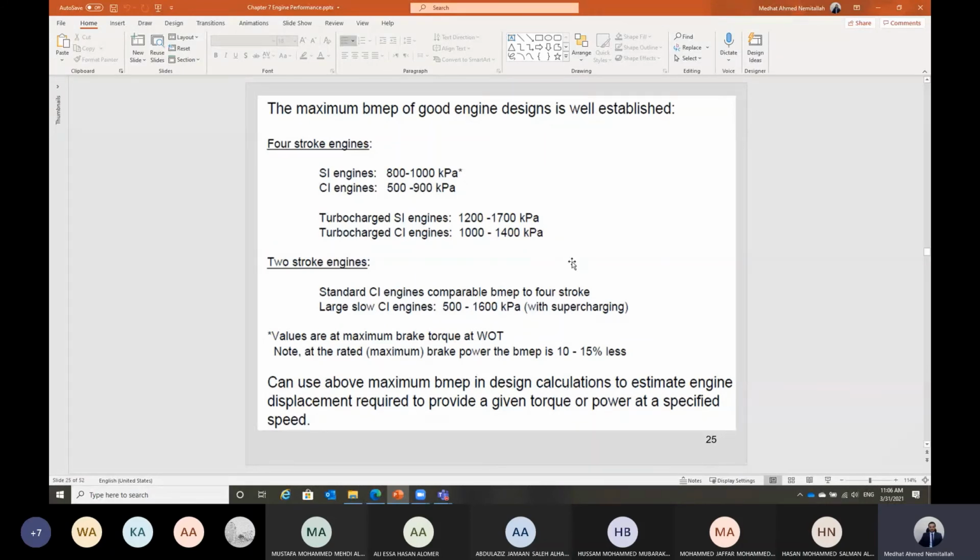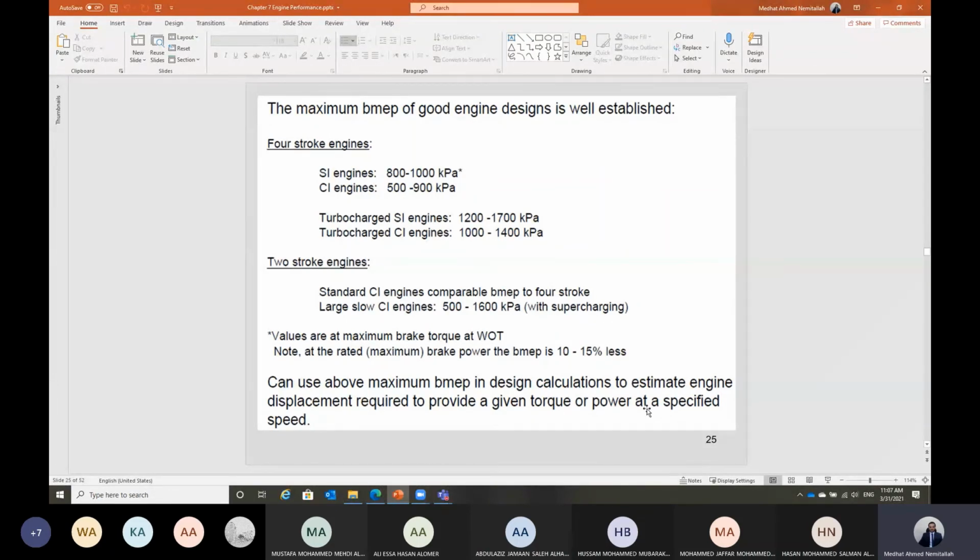So usually when you start designing a given engine, you start with an assumption of the maximum value of the brake mean effective pressure. Let's say the brake mean effective pressure is equal to 800 kilopascal. In this case I will start the calculation in order to estimate the engine size, the displacement volume that can give me a given value of torque or power at a given specific RPM. So all of the calculation of the engine should be at a given RPM. When you change the RPM of the crankshaft, all of the calculation will change.